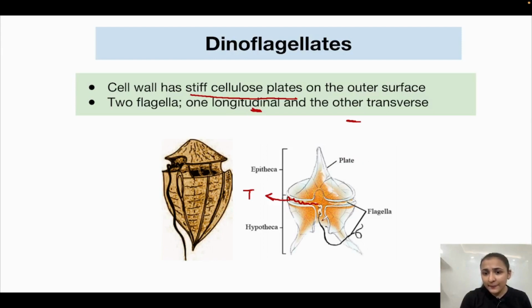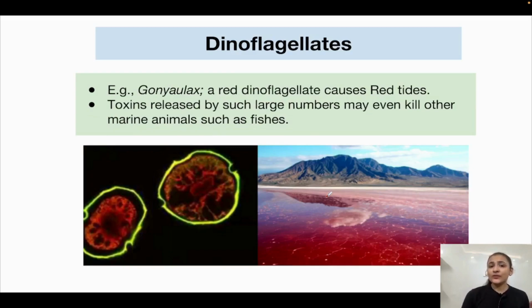This is the epitheca, this is the hypotheca. Just as in diatoms, epitheca and hypotheca were present, in dinoflagellates also epitheca and hypotheca are present. So the cell wall of dinoflagellates also has stiff cellulose plates. But in diatoms they were embedded with silica, but in dinoflagellates it comprises of cellulose, not silica. One of the examples of dinoflagellate is Gonyaulax, which is a red dinoflagellate.